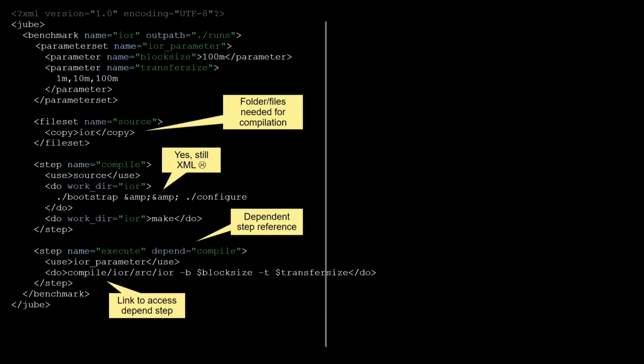Finally, to use the executable which is generated in the compilation step, I can use a link. This link is automatically available within the execute step and it is named with the name of the dependent step. So I can use this link, named compile, to access the compile directory and use the executable. So without even knowing the exact structure underneath, I know, okay, I'm in the execute step and I depend on the compile step, which I generated before, so I can go into this directory and use this executable.